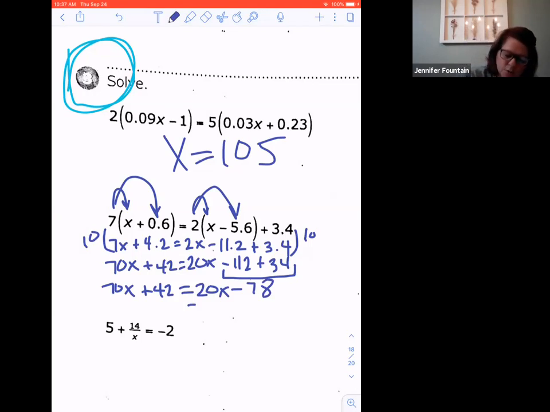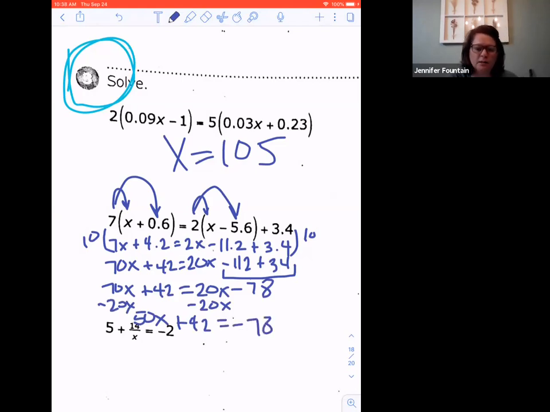I'm going to move my x terms, so I subtract 20x. So I have 50x plus 42 equals negative 78. I have a positive 42 on the left that needs to move. The way I move it is to subtract it. So subtract 42. 50x is equal to, I've got negative 78 minus 42. Remember, I have a negative taking away something, so that means I'm going to end up with a larger negative. And then I add my terms, and so negative 78 minus 42 is going to be negative 120.